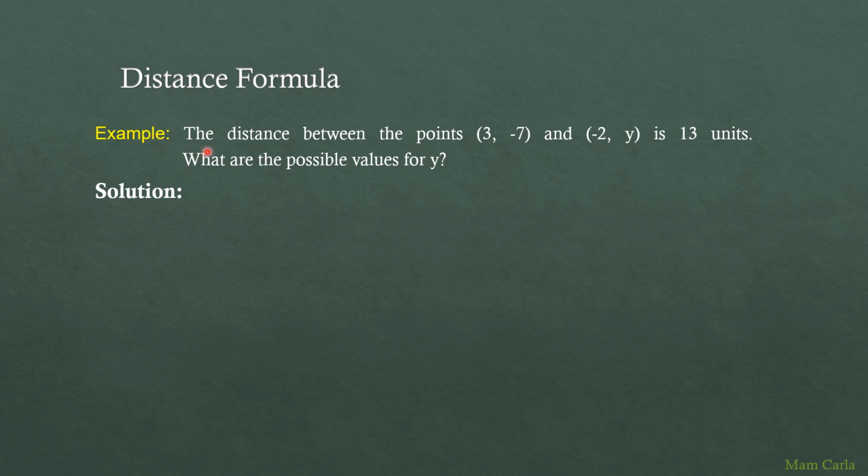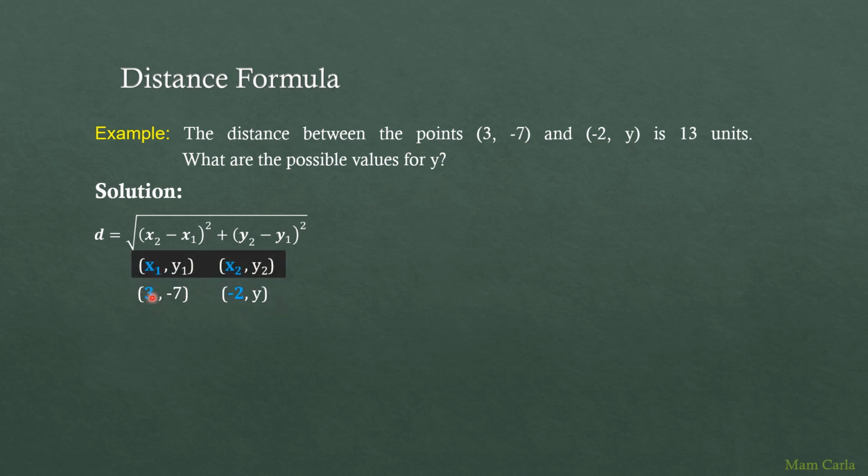Example. The distance between the points (3, -7) and (-2, y) is 13 units. What are the possible values for y? For the solution, we will be using the distance formula, and let us identify x sub 1, which is 3, y sub 1, which is -7, x sub 2 is -2, and y sub 2 is y. Substituting these values to the formula, we have 13.